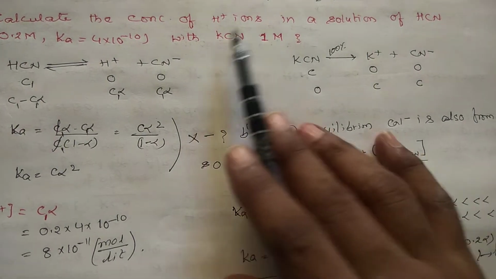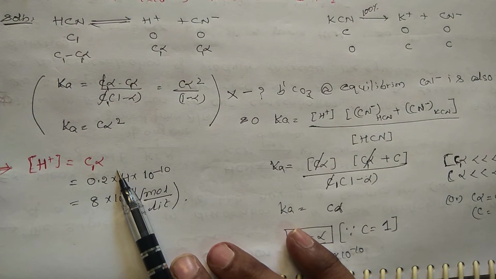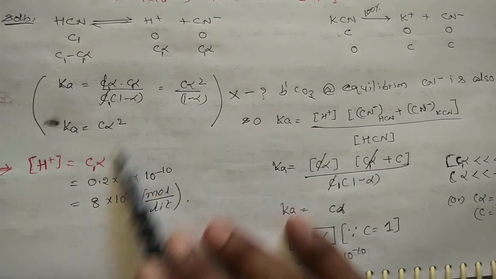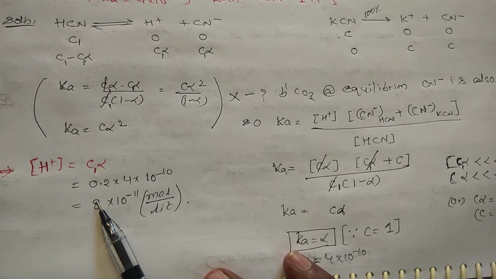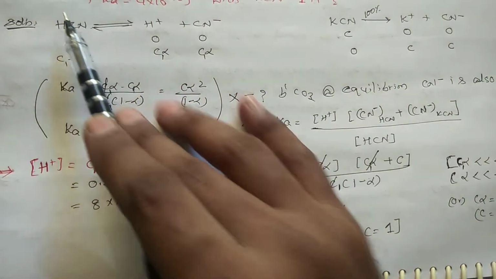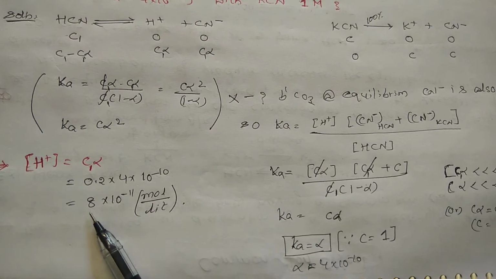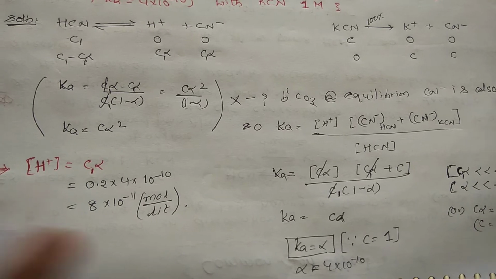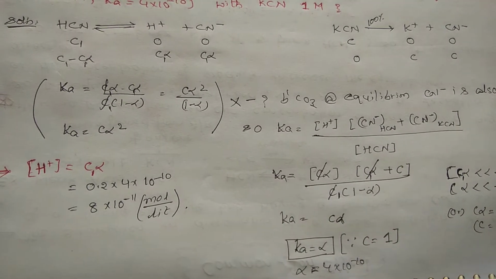What is the question? He is asking for H plus ions. So H plus is nothing but C1 alpha. Do you have any H plus coming from the other one here? No, you don't have, so no need. Only the H plus from HCN is present. So C1 alpha. What is C1? C1 is 0.2 molar concentration, into alpha, 4 into 10 power minus 10. So you will get 8 into 10 power minus 11 moles per liter. If you ask for pH, what happens? 11 minus log 8. You will get the pH value for the mixture.